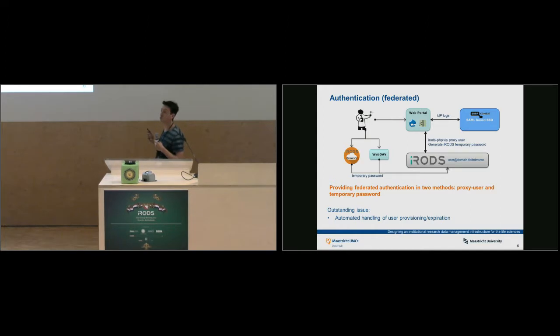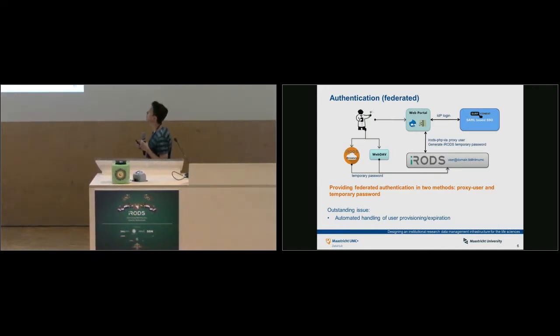In the web portal, it's then possible to generate an iRODS temporary password. Using this, the user can log into the cloud browser and, for example, WebDAV, or even directly talk to iRODS. Basically, this is working very well for us as a way to provide federated authentication. One of the issues that we still have is that we have no automated way to provision our users. So we still have to create these usernames ourselves, especially for external users. It would be nice to be able to automate this, so that users are also presented with the right forms before they can actually access the system.